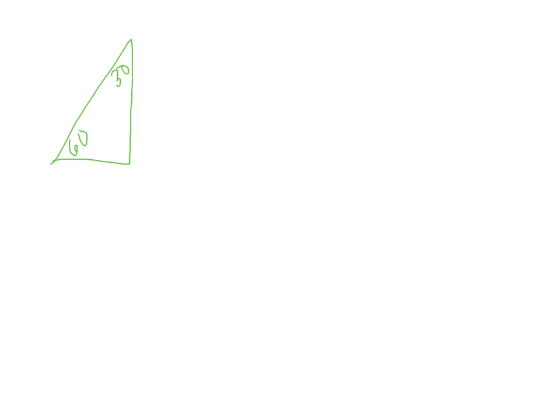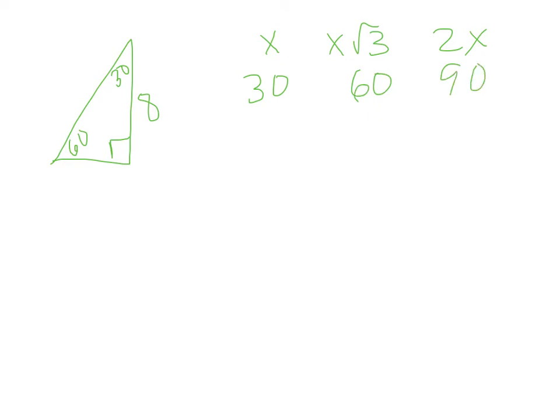Try, you know there's going to be an annoying one. 60, 30, 90. Let's say this is 8. So again, we have our x, x root 3, 2x, 30, 60, 90. So if we look at this, we say, oh, the 8's across from the 60. So the 8 is the x root 3. We've got to figure out what the x is, right? So we're going to divide by root 3.